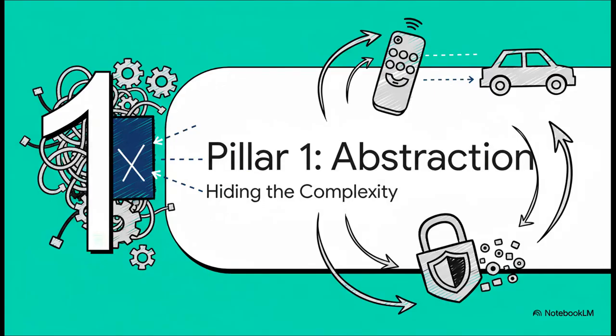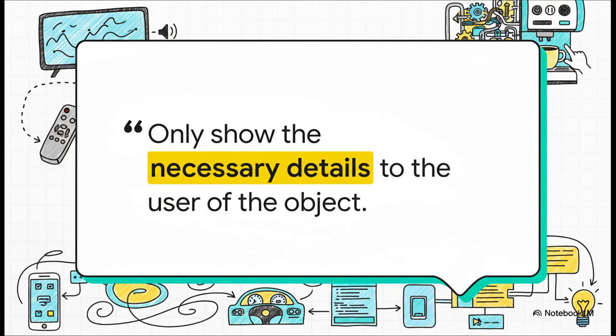All right, first up is abstraction. The core idea here is incredibly simple, but also incredibly powerful. We hide all the complicated stuff and only show what's absolutely necessary. And that really gets to the heart of it. The user of an object shouldn't have to worry about how it does what it does. They just need to know what it can do. It's all about creating a simple, clean interface for a system that might be really complex under the hood.